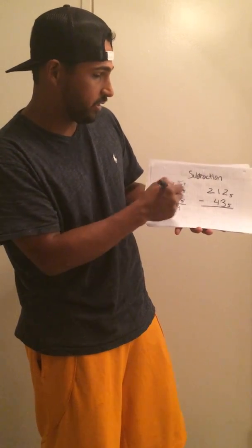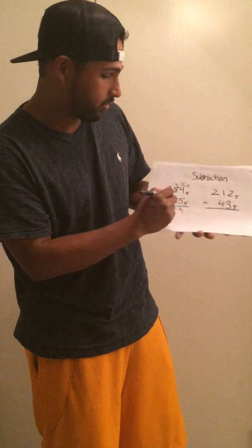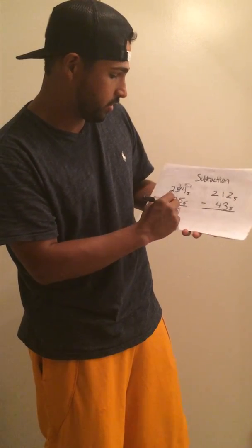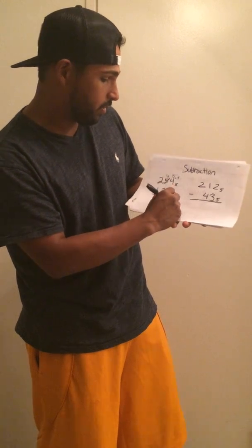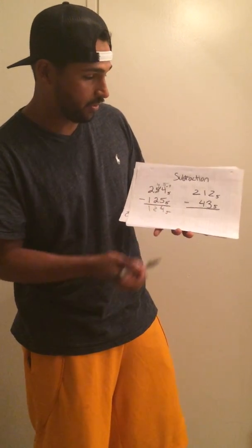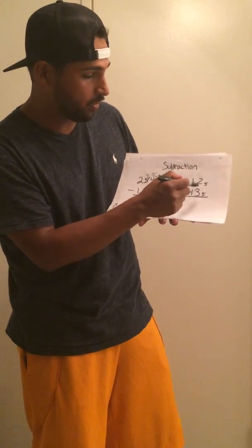And now we continue with normal subtraction. So 4 minus 2 is 2. 2 minus 1 is 1. So we have a total of 1, 2, 4 base 5. And here's another example here. 2, 1, 2 base 5 minus 4, 3 base 5.